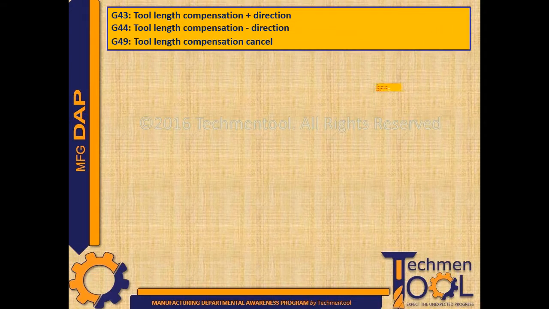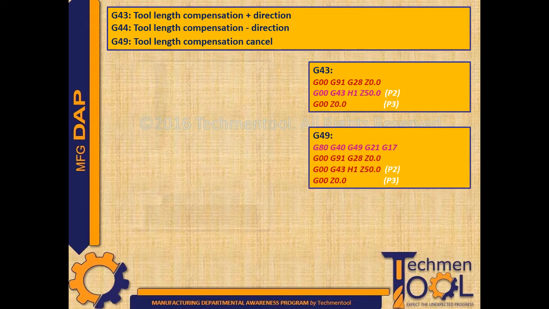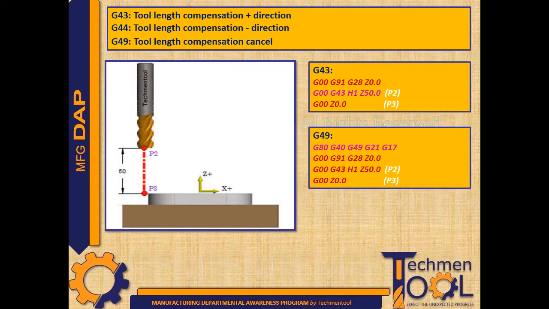G43 code is used for tool length compensation towards the plus direction. G44 code is used for tool length compensation towards the minus direction. G49 code is used for cancelling the tool length compensation. In the first sample program, the G43 code will be mentioned along with the H1 offset and Z value 50, that is point P2. In the second sample program, tool length compensation is cancelled by the G49 code, which is shown in the pink colored block.